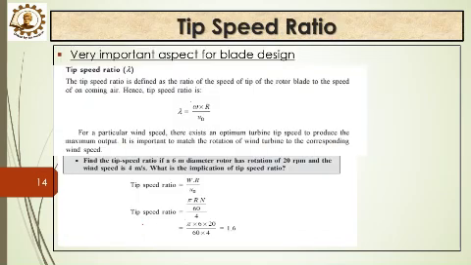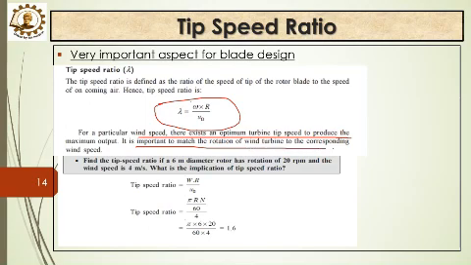Now, coming to the very important concept of tip speed ratio. This is an important concept that design engineers take into consideration for designing a wind turbine blade. Tip speed ratio is defined as the ratio of the speed of the tip of the rotor to the speed of the oncoming air. So, tip speed ratio is given by omega r by u0. For a particular wind speed, there exists an optimum turbine tip speed ratio to produce the maximum output. It is important to match the rotation of the wind turbine.